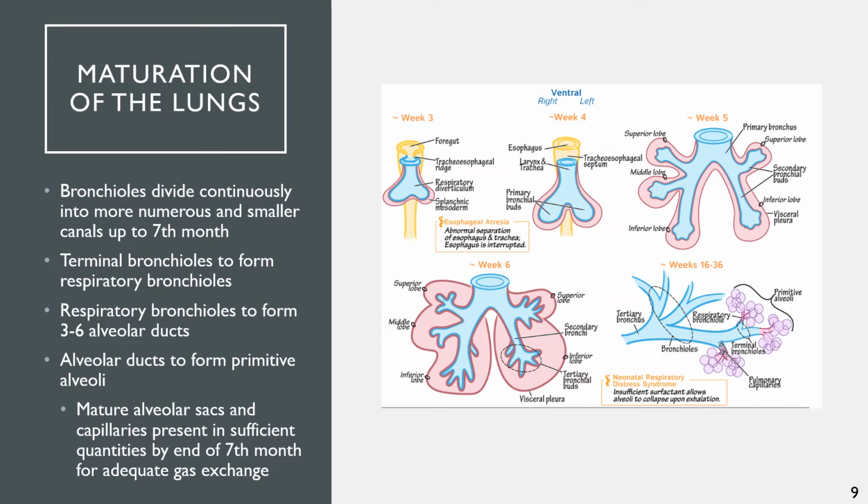Bronchioles are going to continuously divide into numerous and smaller canals up to the 7th month, giving rise to terminal bronchioles, which divide to form respiratory bronchioles, which will then further divide into alveolar ducts, which will end with primitive alveoli. So it's by the end of the 7th month where mature alveolar sacs and capillaries are present in sufficient quantities to guarantee adequate gas exchange and premature infant survival.